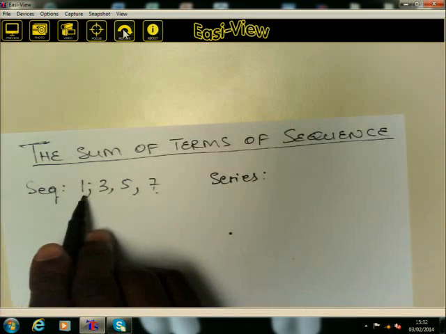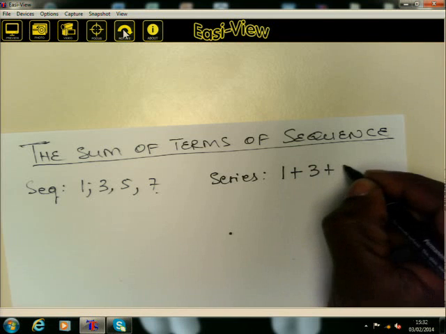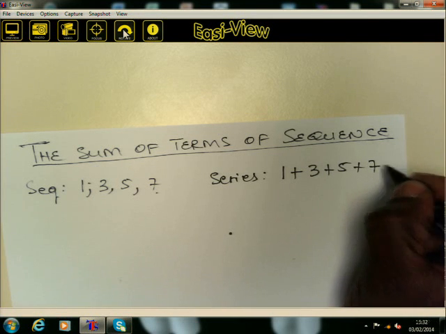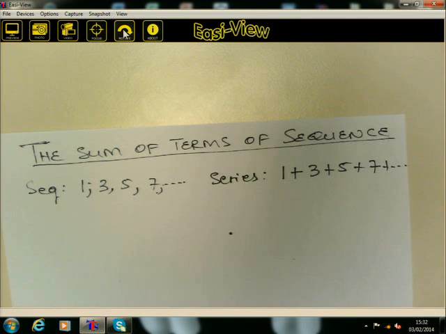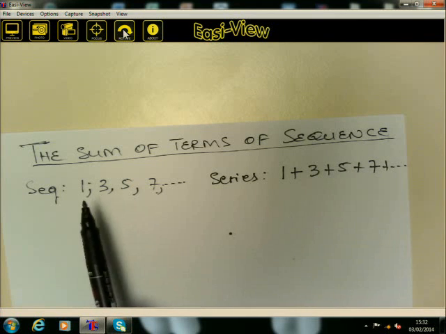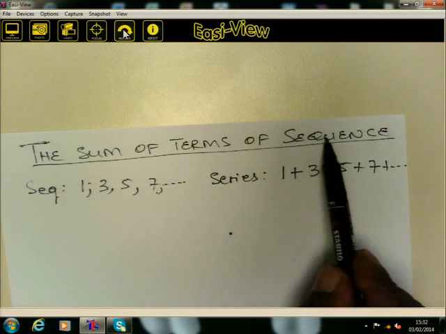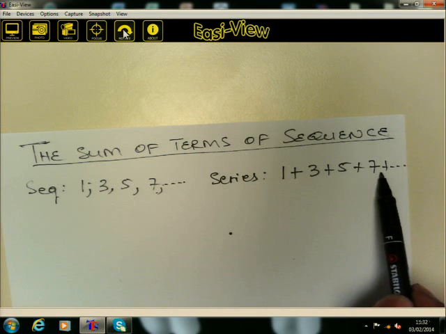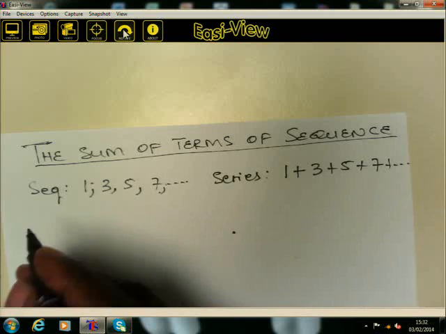Then if this is a sequence, 1 plus 3 plus 5 plus 7 plus up to infinity, this one is called a series. This one is the sequence. If you sum up the terms of a sequence, you get what you call a series. Summing them up is something that can be done.